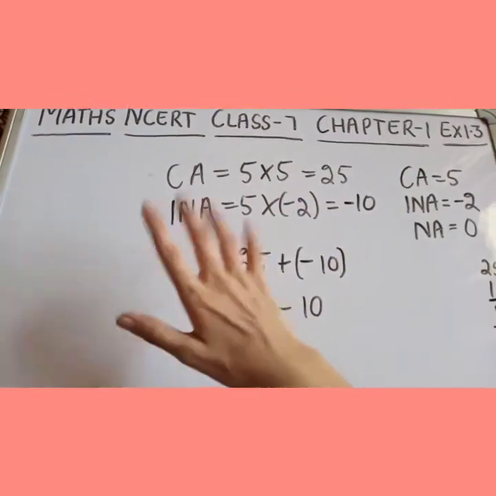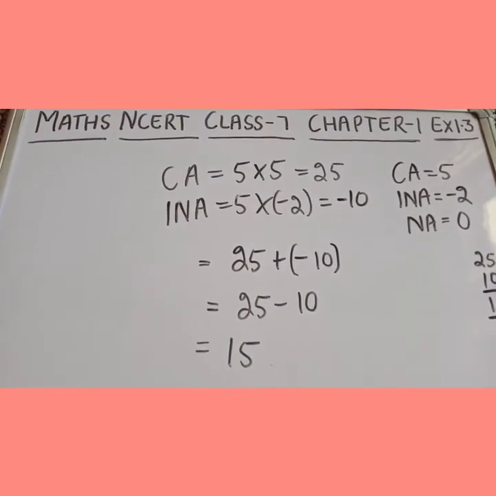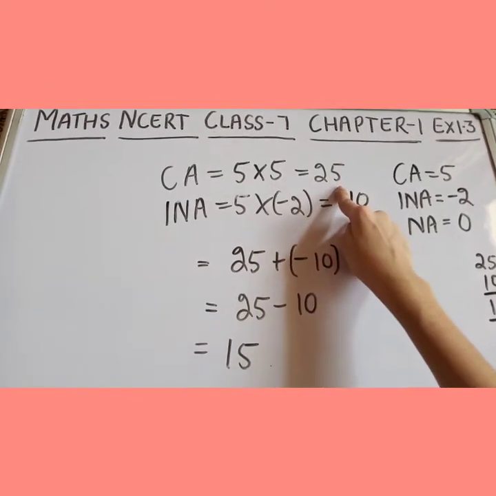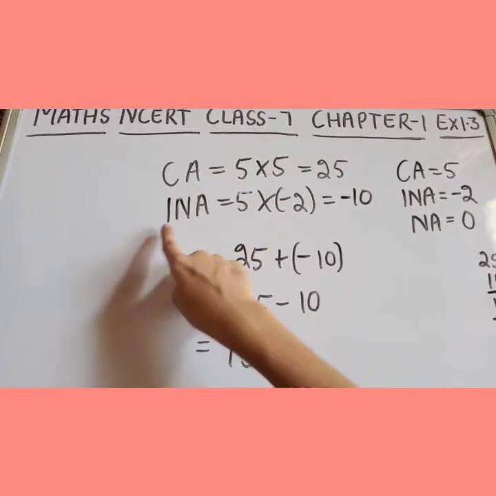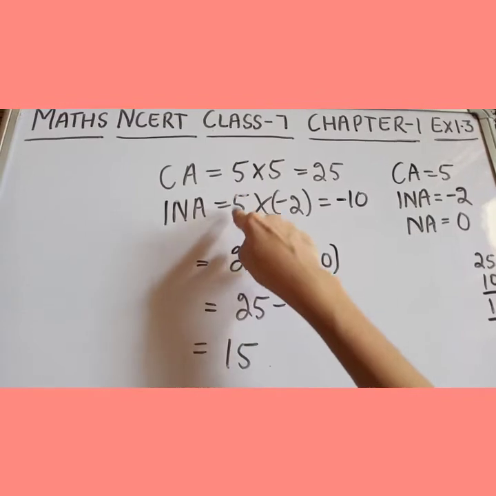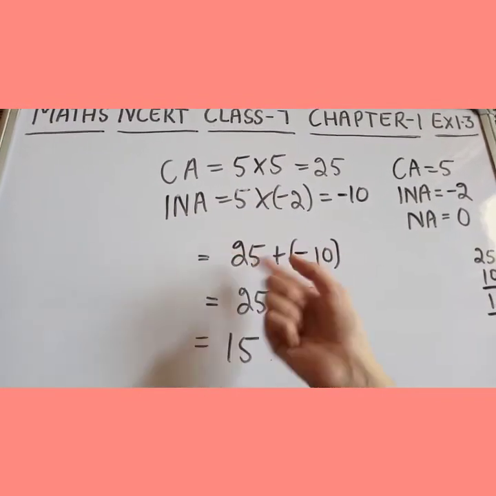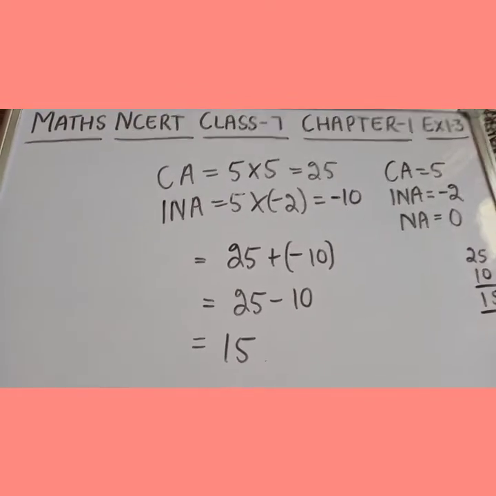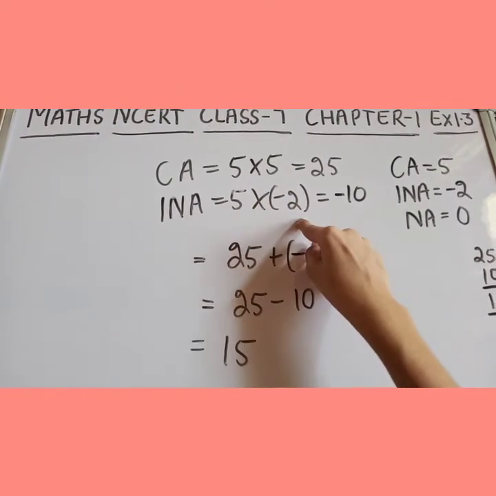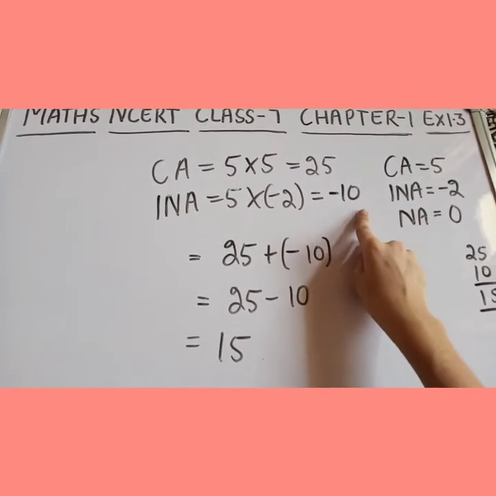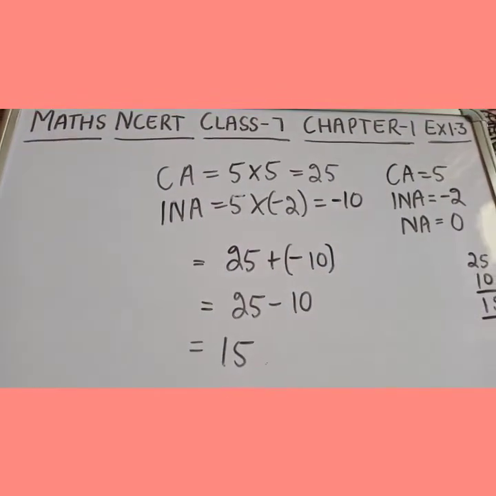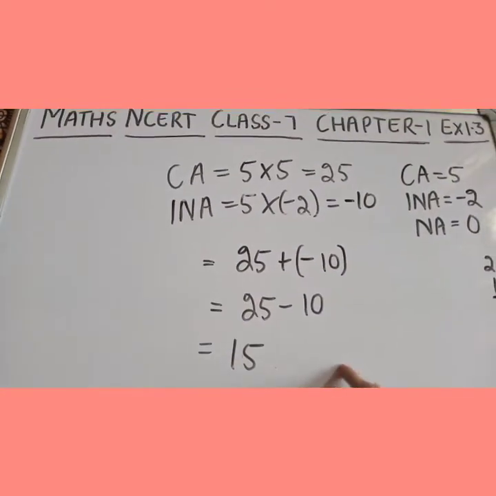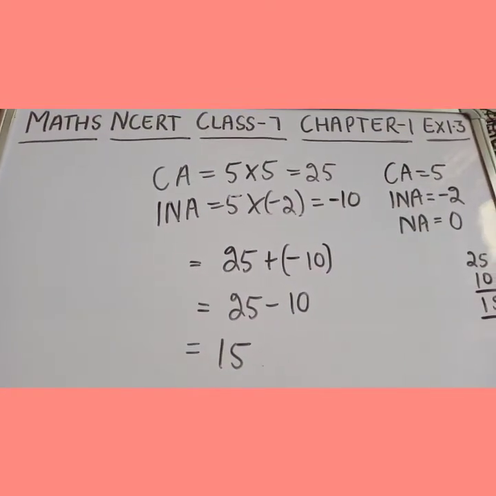Then marks for correct answers, you will multiply 5 into 5 and you will write down 25. Then after that you will write the number of incorrect answers Reshma got, you will write 5. Then after that you will write the marks of Reshma for incorrect answers, 5 into minus 2 equals minus 10. This you will write. Then the total marks of Reshma you will show like this.